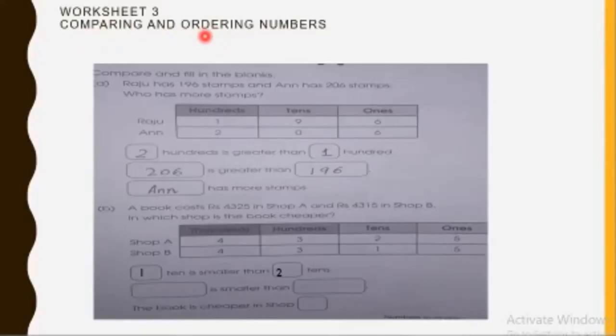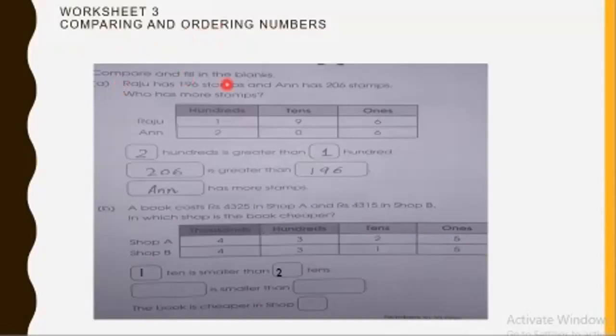Interrelated means you can't order the numbers until you compare them first. So that's why this topic is called comparing and ordering the numbers. First you need to compare and then you can order the numbers. Okay, let us first read the question as we always do.